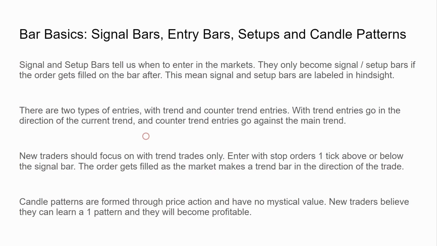There are two types of entries, with-trend and counter-trend entries. With-trend entries go in the direction of the current trend, and counter-trend entries go against the main trend. New traders should focus on with-trend trades only. Enter with stop orders one tick above or below the signal bar. The order gets filled as the market makes a trend bar in the direction of the trade.